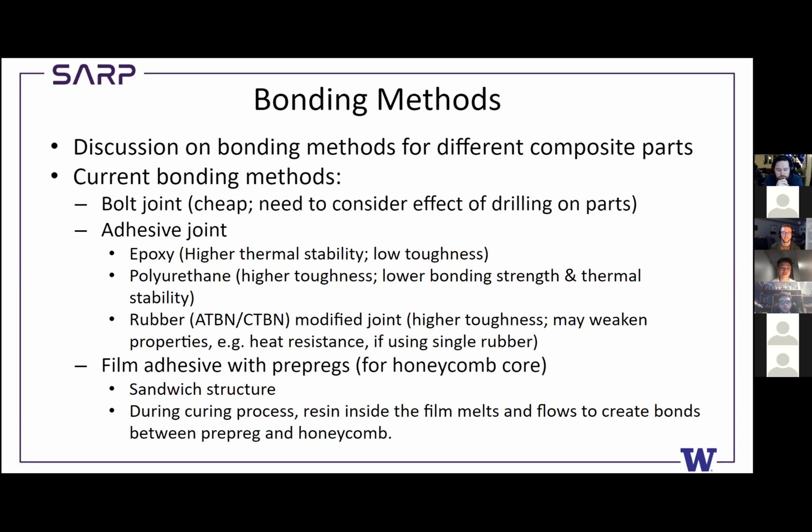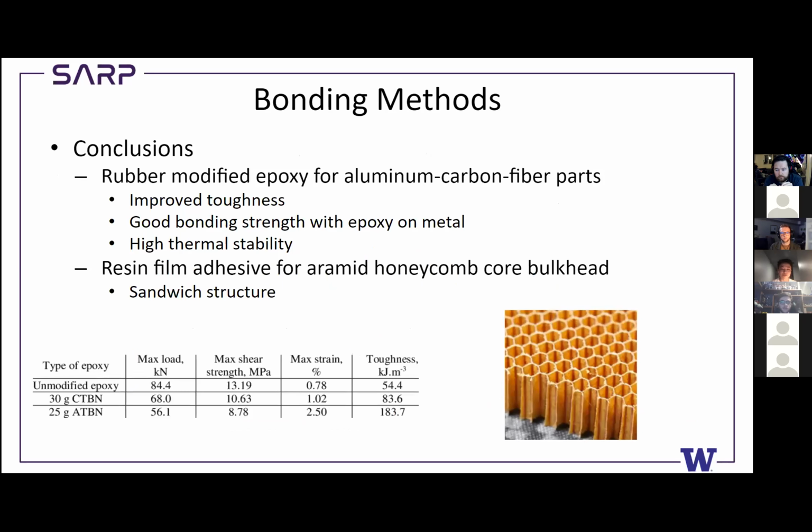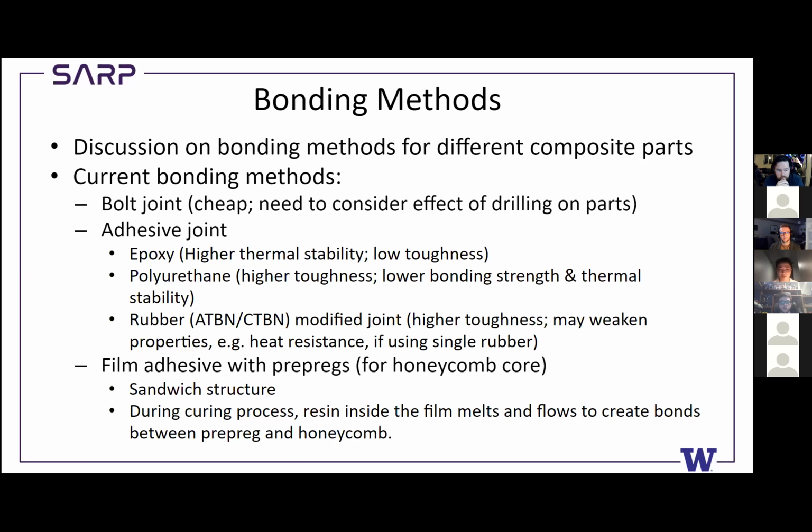ATBN and CTBN, and these two are abbreviations for two types of rubber materials. By adding them into the epoxy, the final adhesive will have higher toughness than the unmodified epoxy. But if we use only a single rubber in that epoxy, it might weaken the bonding properties like heat resistance. So in the future, we are going to do more research on the proportion of rubbers added into the epoxy adhesive.